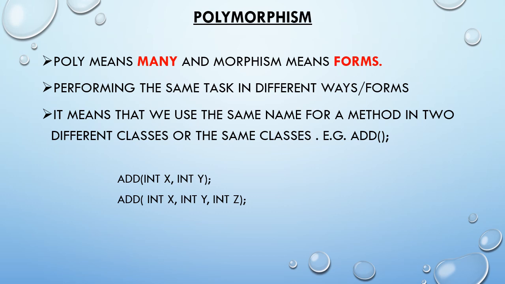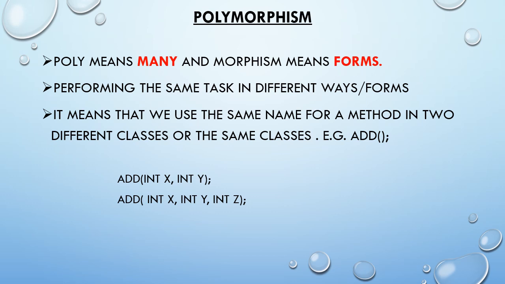Polymorphism. Now the polymorphism. Poly means many and morphism means forms. Means performing the same task in different ways or forms. For example, if I take the real life example, when you are in the classroom, you behave like a student. When you are in the market, you behave like a customer. And when you are at home, you behave like a son or daughter.